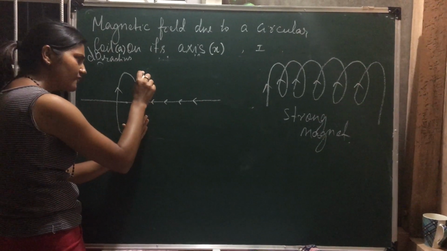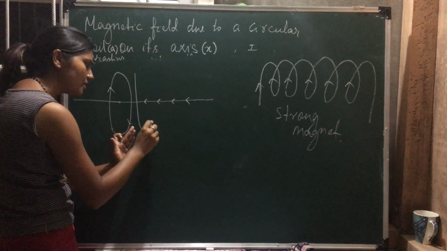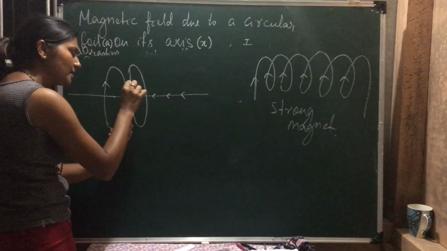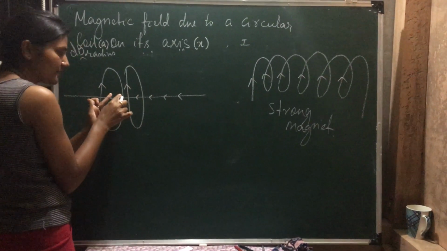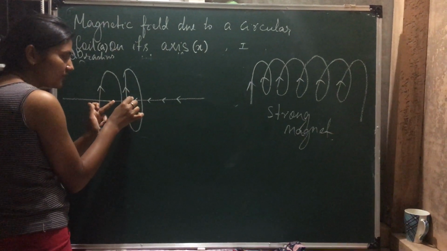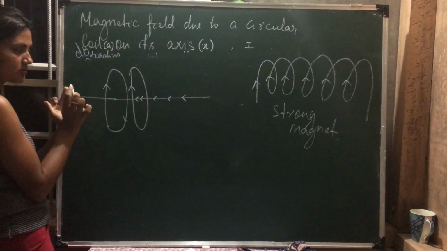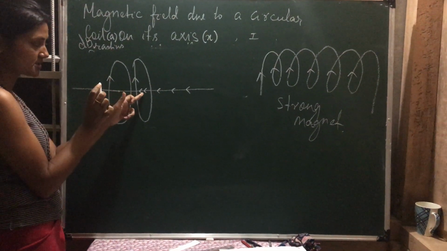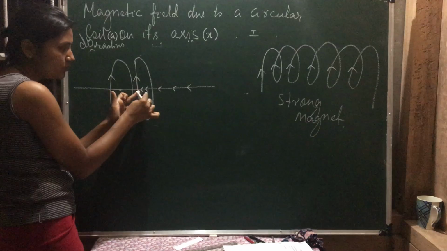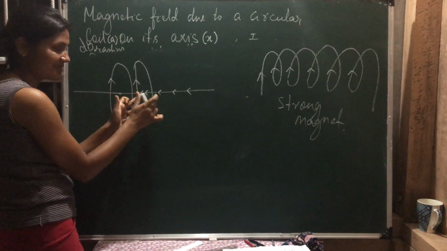Now what happens? Very close to it, I put on another ring. Then the field due to this and the field due to this will get added up, because due to this also the field direction is the same. Right or not? The field direction is the same. So the field will be stronger at the center.